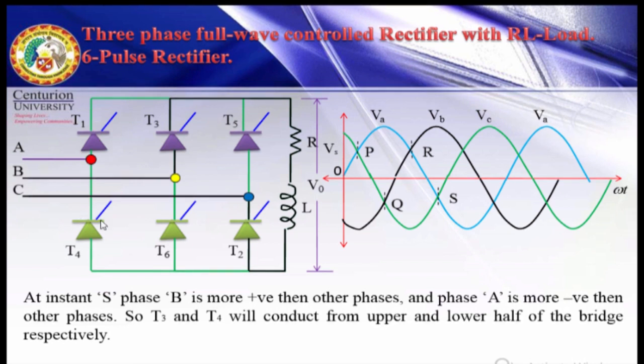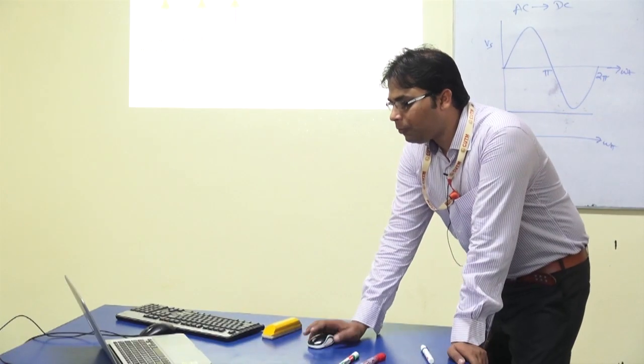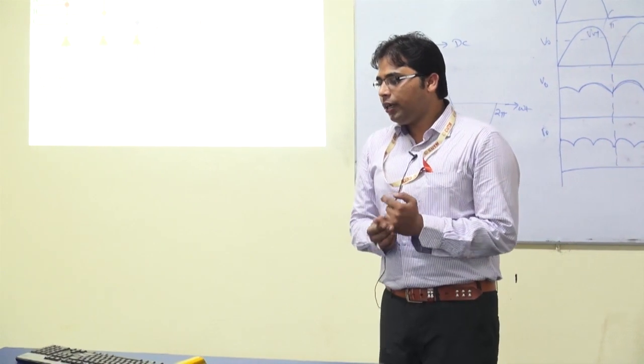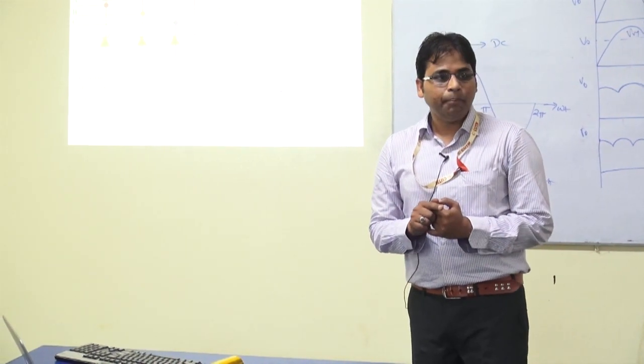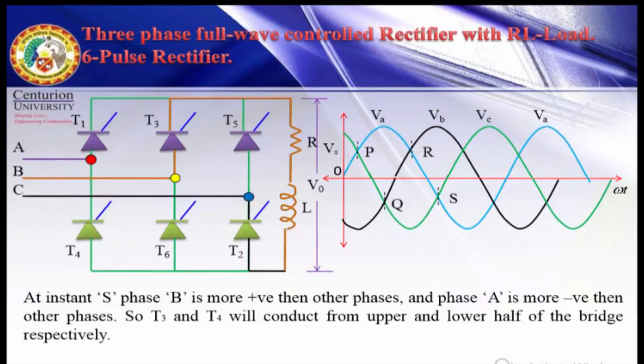Which is connected to A? T4 is connected to A from lower half, right? So T3 and T4 will conduct during R to S. T3 is already conducting, so it will continue its conduction beyond R, and T4 is fired at instant S. So the current will flow in this direction: B, T3, then resistance, inductance, T4 and back to A. This is the direction of current flow.